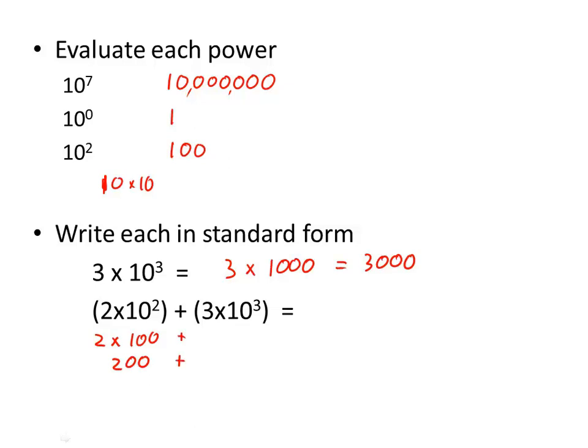Now, same thing, we've just finished answering this one, so we know that this one's going to be 3,000. Okay, so 200 plus 3,000, well, that's going to be 3,200.